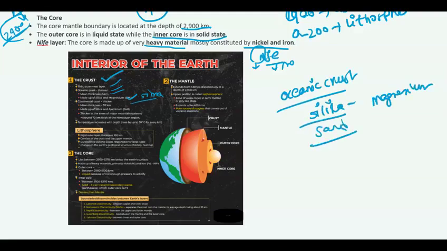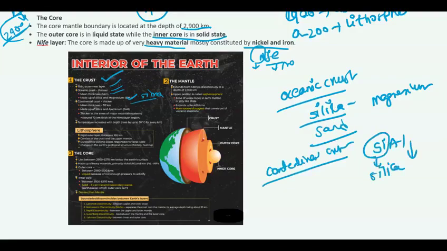Whereas the continental crust is made up of SIAL. Si means silica, Al means aluminum. This one is very much thicker than the oceanic crust. The oceanic crust is 5 kilometers thick, while this one is 30 km to 70 km.